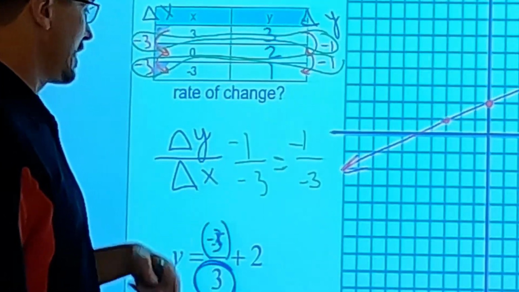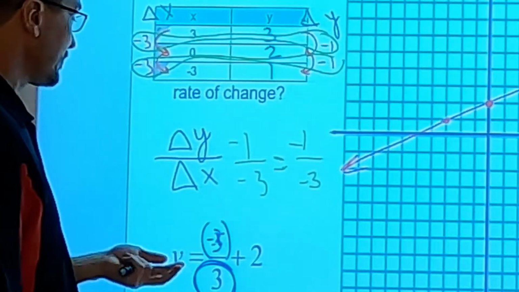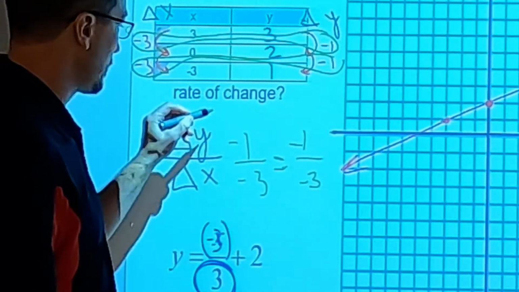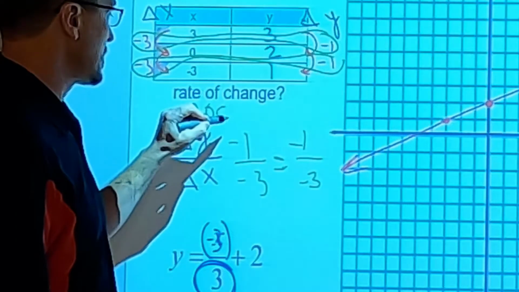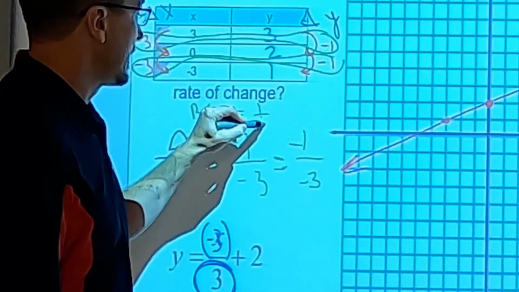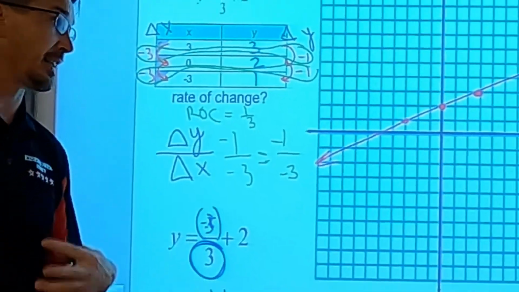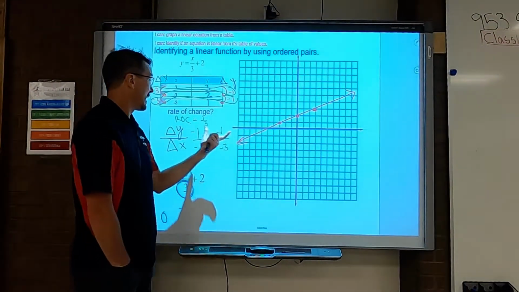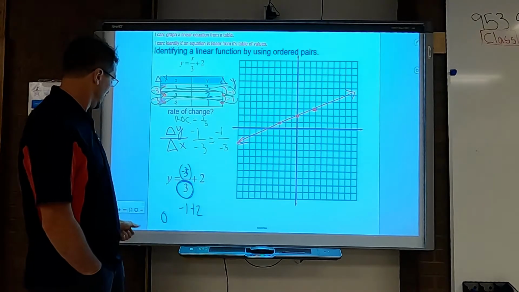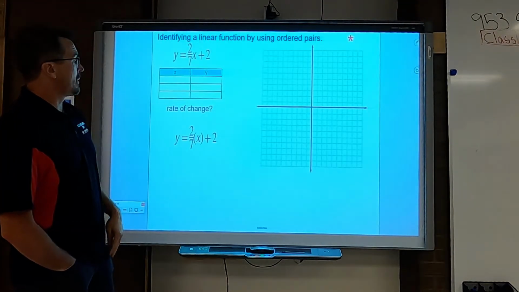The negative divided by a negative is a positive. And so I get a positive 1/3. So my rate of change is going to equal 1/3. And because it's the same, constant rate of change means the line is linear. So I didn't have to graph it. I just had to find the rate of change. Cool. All right, so we made one a little bit harder.